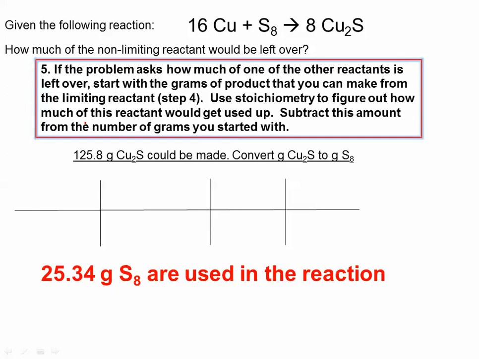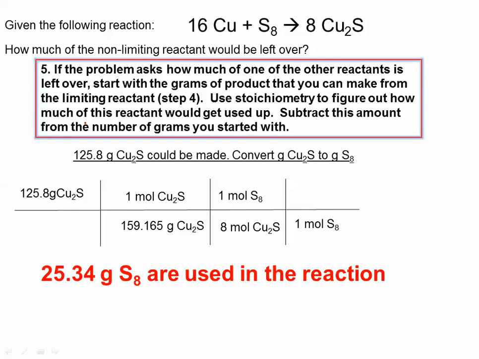We knew that because copper is the limiting reactant, we get 125.8 grams of copper sulfide. So let's convert grams of copper sulfide to grams of sulfur. 125.8 grams of copper sulfide, and in 1 mole of copper sulfide, there's 159.16 grams. For every 8 moles of copper sulfide, there's 1 mole of sulfur, and in 1 mole of sulfur, there's 256.56 grams of sulfur. So in order to produce 125.8 grams of copper sulfide, we need 25.34 grams of sulfur.